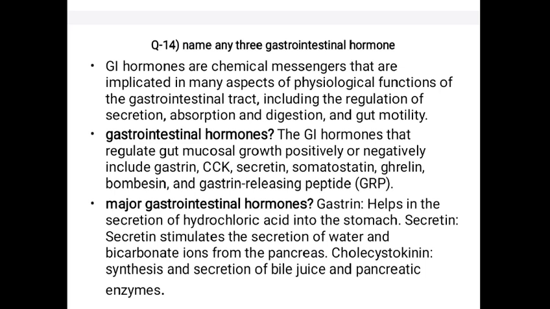Major gastrointestinal hormones: Gastrin helps in the secretion of hydrochloric acid into the stomach. Secretin stimulates the secretion of water and bicarbonate ions from the pancreas. Cholecystokinin stimulates the synthesis and secretion of bile juice and pancreatic enzymes.